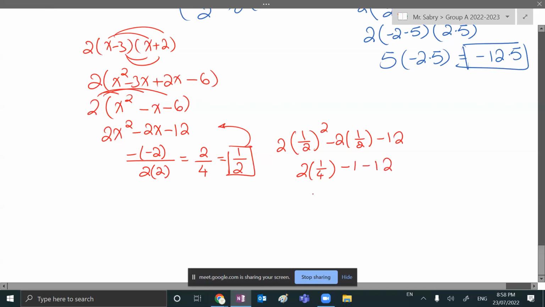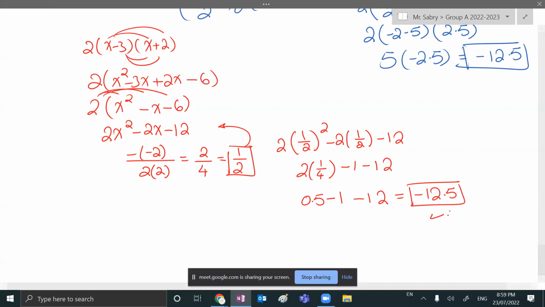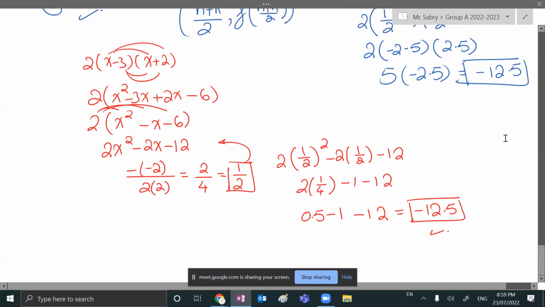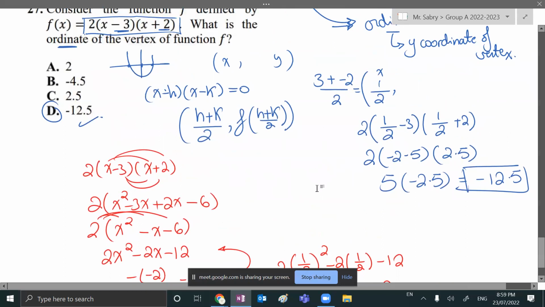And that would get you to 0.5 minus 1 minus 12, which is mainly negative 12.5. So this one is definitely much longer. This one without the calculator sometimes may cause lots of different mistakes because of either the signs, the powers, or whatsoever. So that's why I think I prefer this one a bit more.